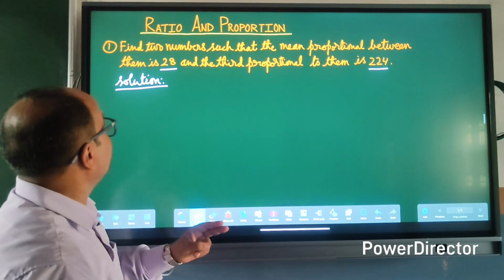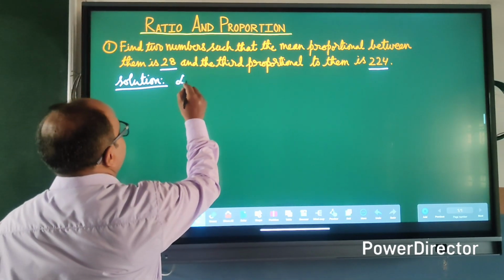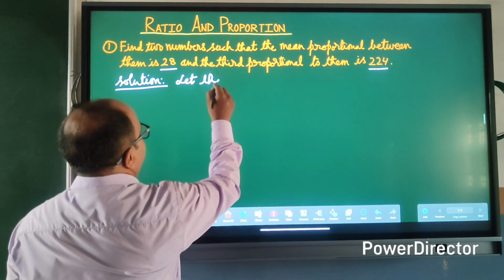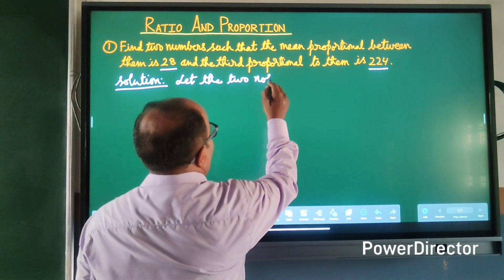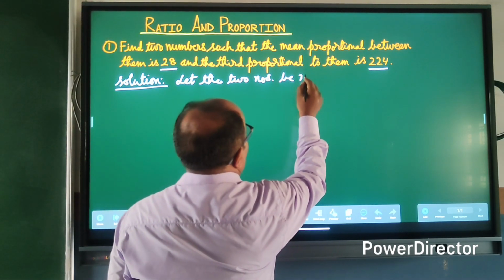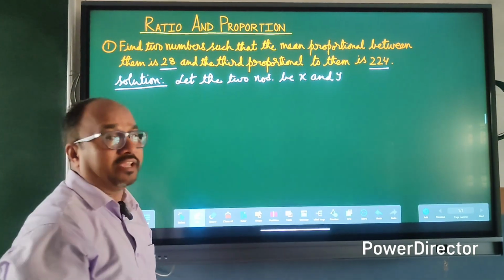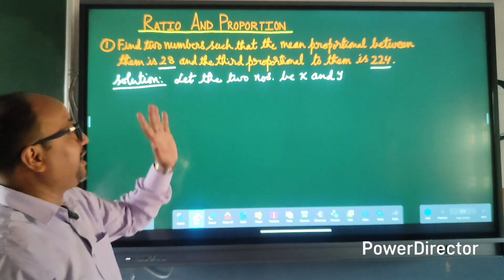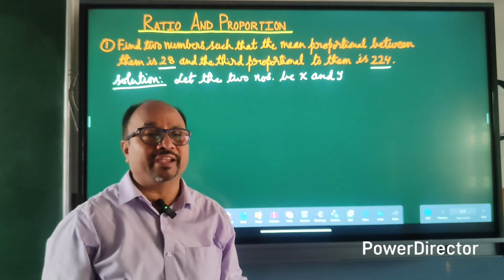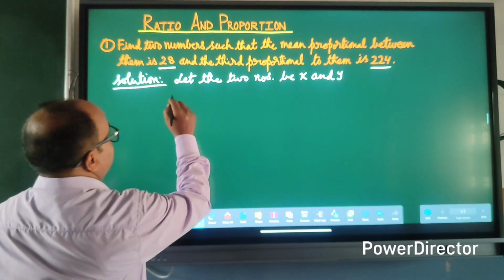So they have asked us to find two numbers. So we will let the two numbers be x and y. Okay. So now 28 is the mean proportion between x and y. So I will write it like this.